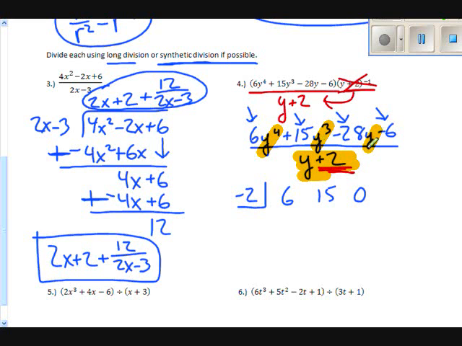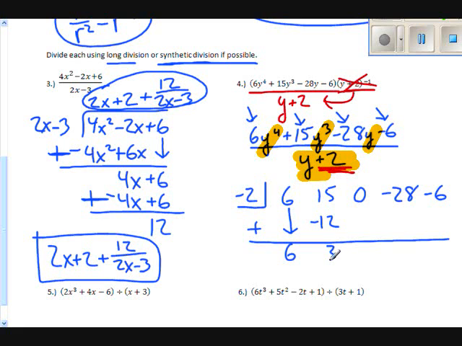Then I have the y value. I need each term in descending order. So now I've got a negative 28 and then a negative 6. I put down my addition bar, okay, because I'm going to be adding these things. I bring down the first coefficient, which is the 6. And now I multiply. Negative 2 times 6 is a negative 12. And now I add straight down, which is going to give me a positive 3.